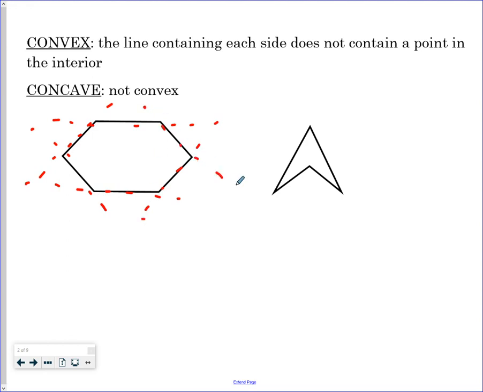No. So that means it's convex. This one's convex. If I extend the lines and I don't touch the inside of the shape, I don't cave in on myself, I'm convex. If you look at this one, if I extend these lines, do you see how I cave in on myself? That's concave. Do you guys get the difference now?